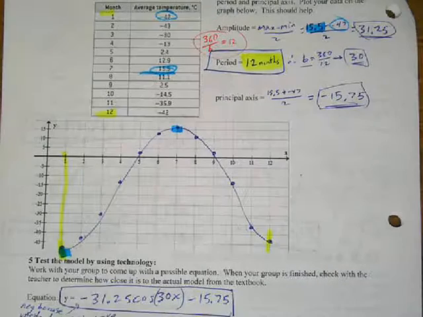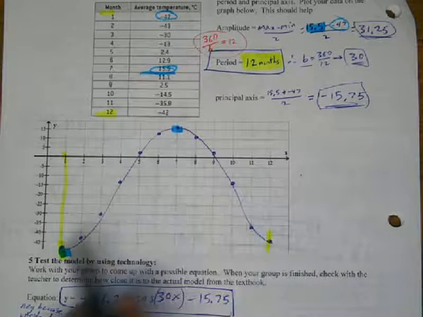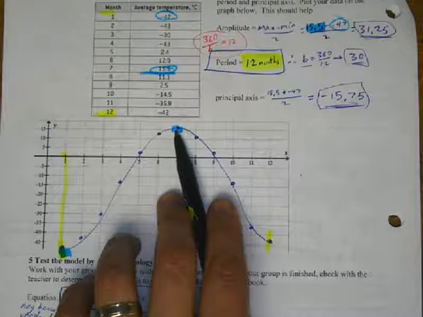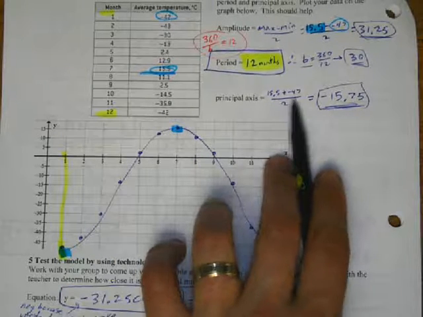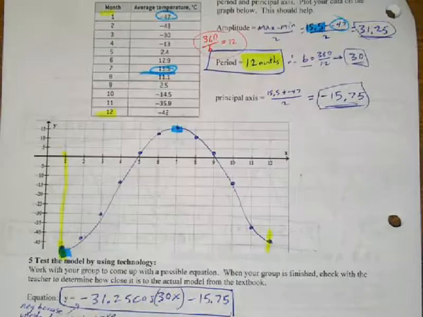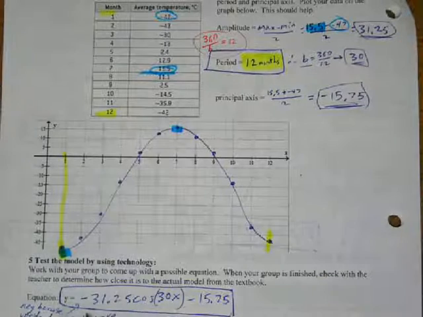Okay. Now, if I add these two together, 15.5 plus negative 47, and divide that by 2, I'm going to get negative 15.75. So now I've got my amplitude, my period, and my principal axis, and here is my equation.